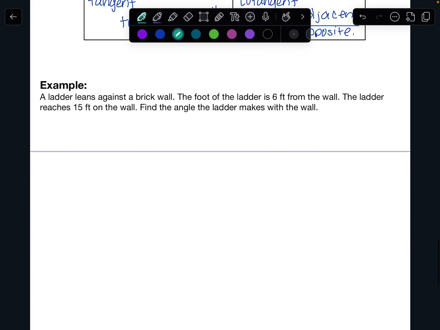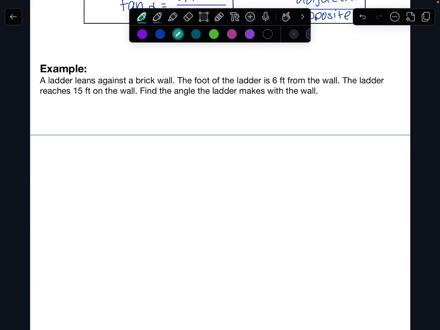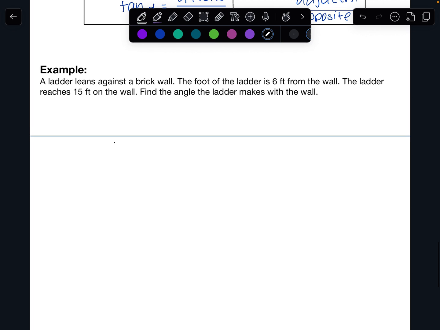All right, so for an example, a ladder leans against a brick wall. The foot of the ladder is 6 feet from the wall, and the ladder reaches 15 feet on the wall. Find the angle the ladder makes with the wall. So to draw this out, we're going to draw the wall, a ladder leaning up against it, here.